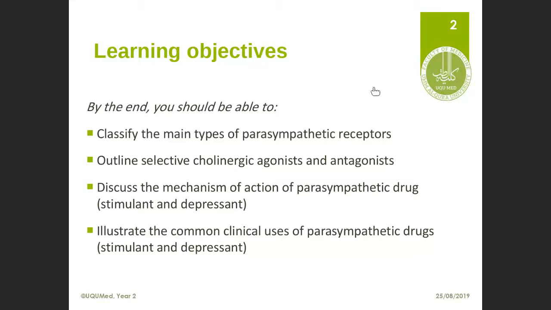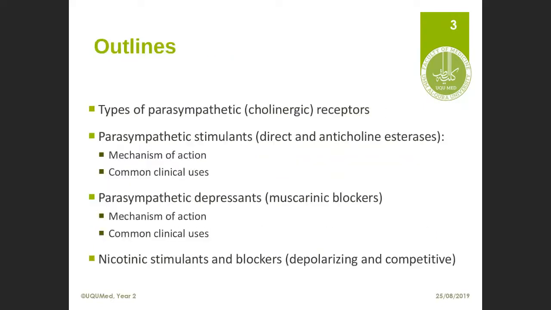Okay, that's fine. Next we will proceed towards the outline of today's session according to the objectives. First of all, we have to see the parasympathetic receptors, their classification or types. Then we will discuss the parasympathetic stimulant drugs, direct or indirect, their mechanism of action and some of their common clinical uses. We have parasympathetic stimulants and parasympathetic depressants, meaning muscarinic blockers, as well as the muscarinic stimulants. We will also discuss some of the nicotinic stimulants and blockers.